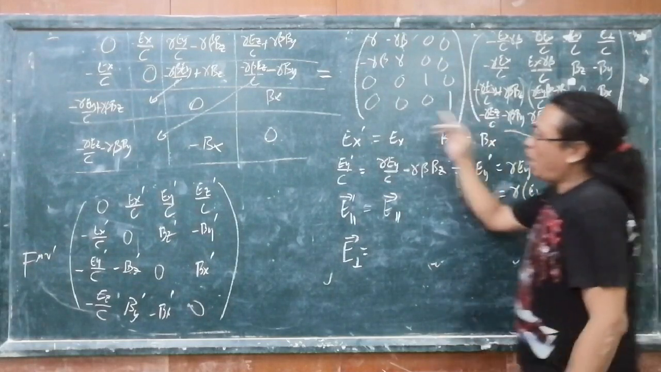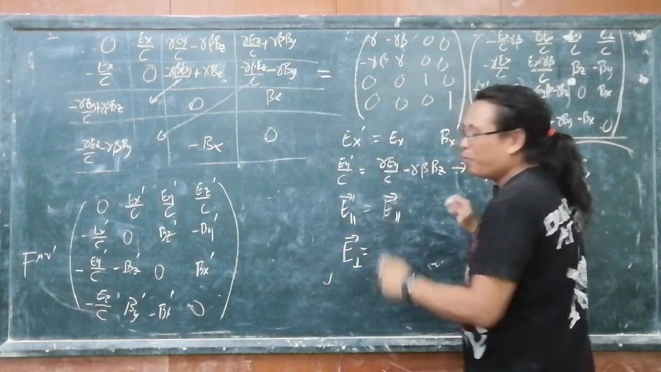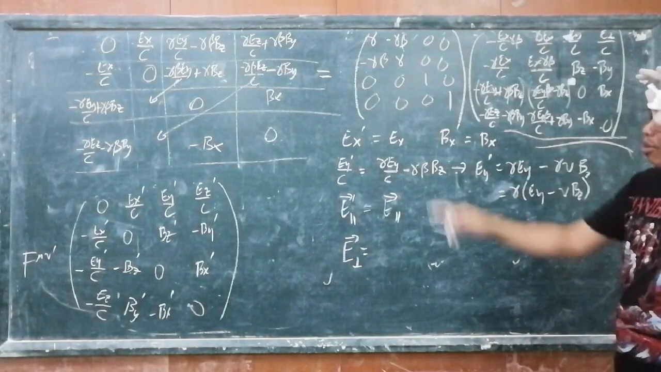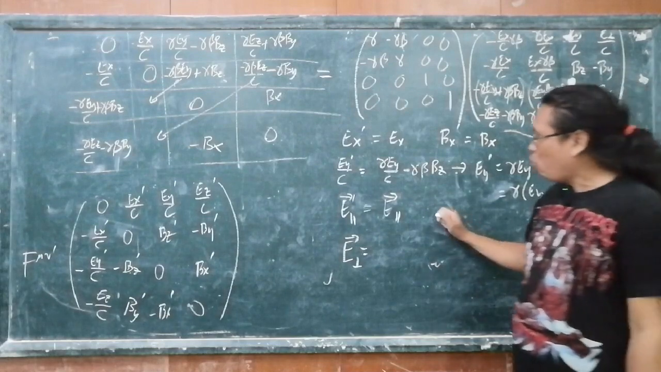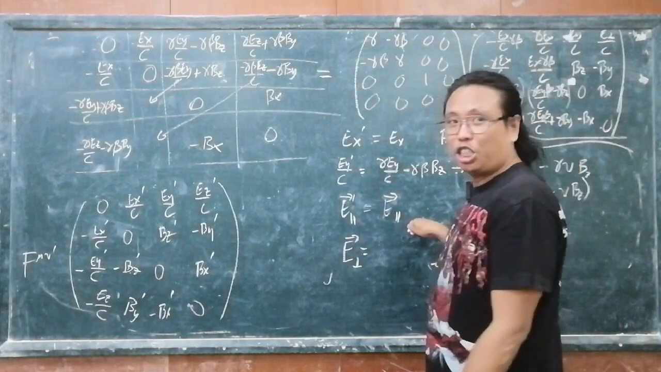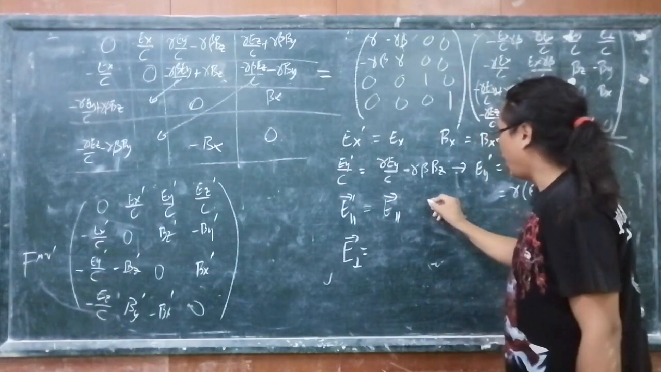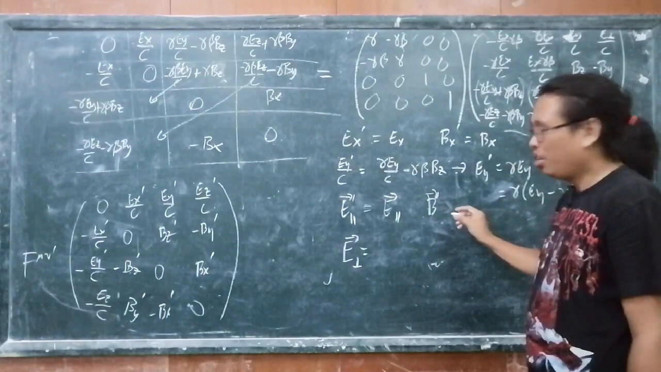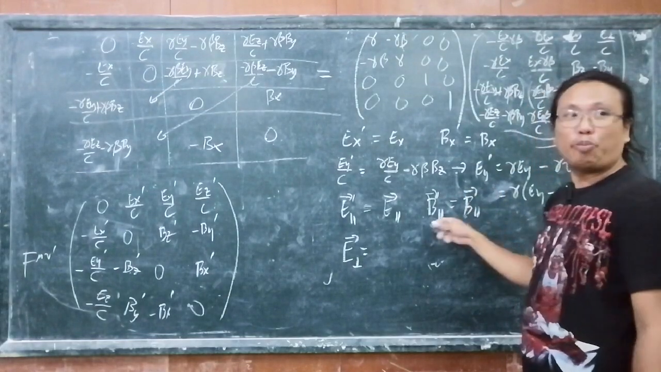And see how everything transforms, if we do each one of these. I will not be doing all of this, but you can read that in the book. You have this generalization. E prime parallel equals E parallel, and B prime, this is already a vector, B prime parallel equals B parallel.